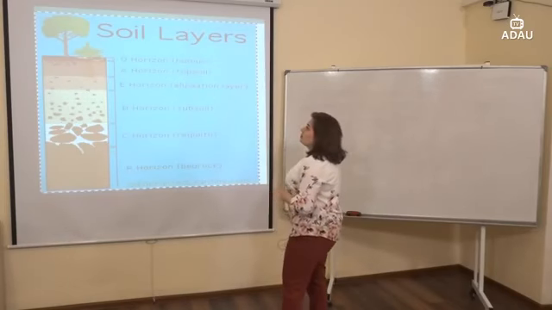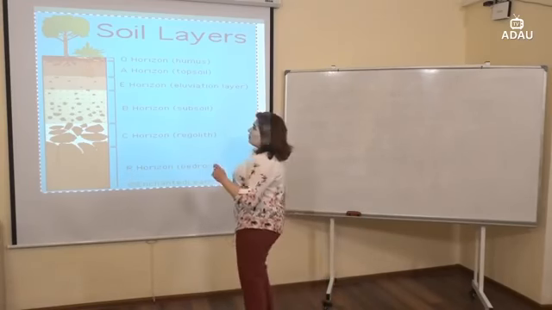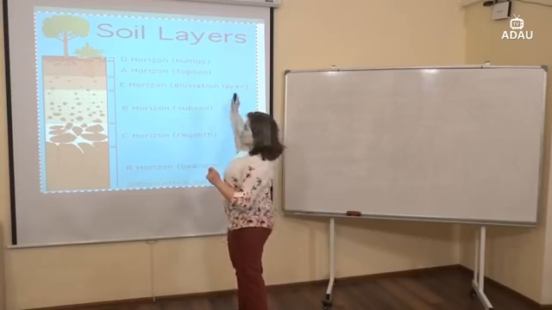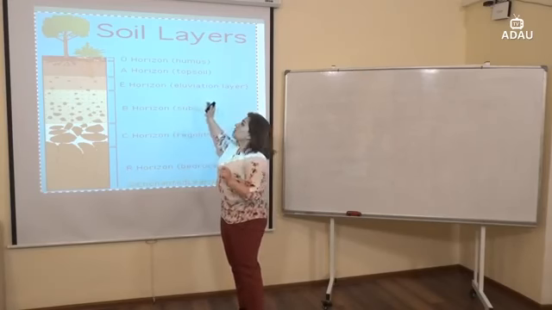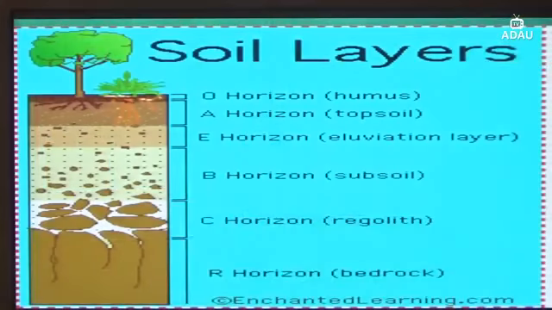Soil layers consist of several horizons. The first horizon is the O horizon, it's humus. The second horizon is the A horizon, it's called topsoil. The E horizon is the elevation layer, the B horizon is subsoil, the C horizon is regolith, and the R horizon is bedrock or parent material.